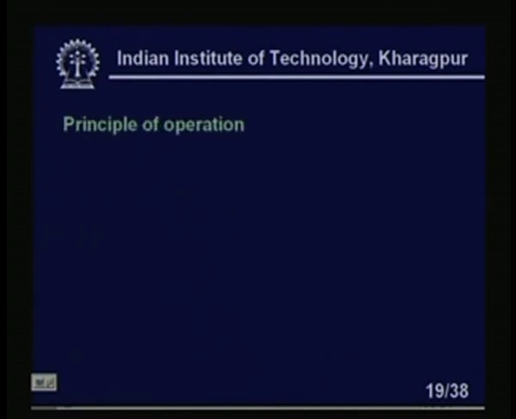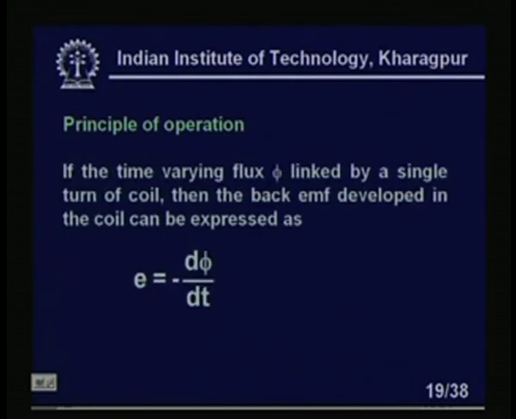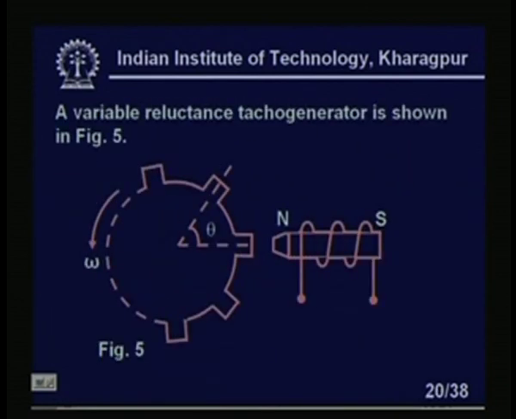Now, let us look at the principle of operation of this variable reluctance tacho generator. If a time varying flux phi is linked by a single turn of coil, all of you know this is the basic principle, then the back EMF developed in the coil can be expressed as E equal to minus d phi by dt, right. Here you can see the variable reluctance tacho generator shown in figure 5.